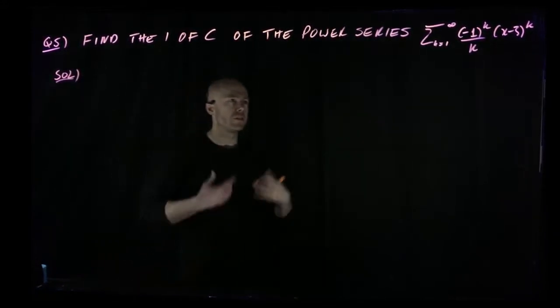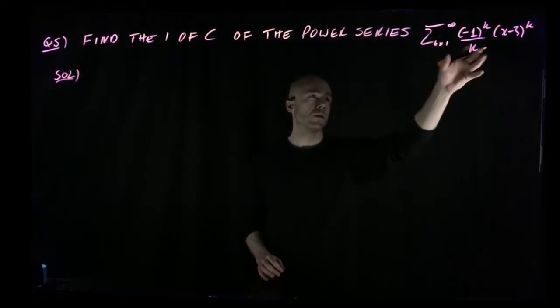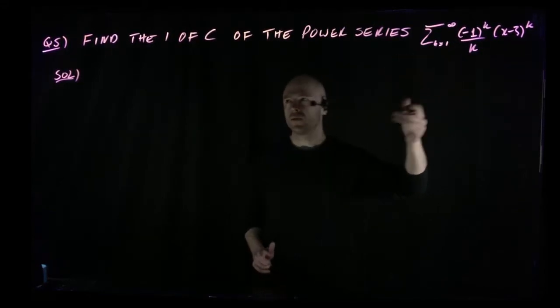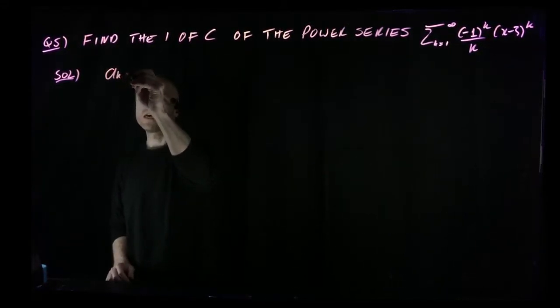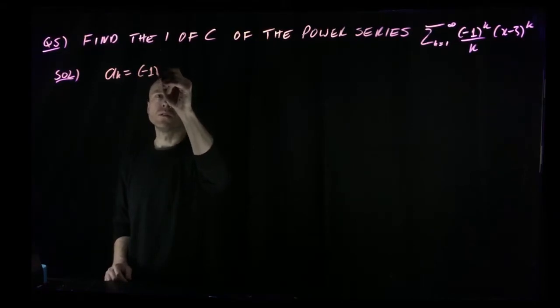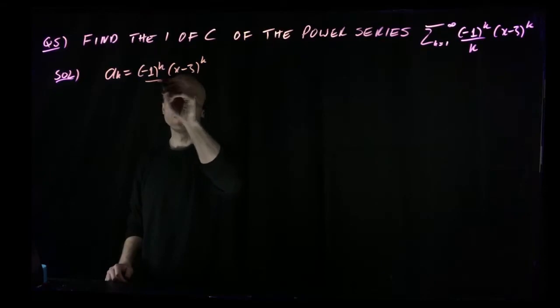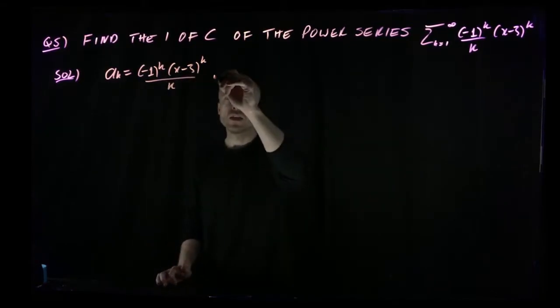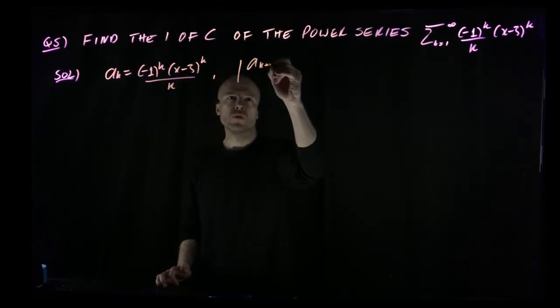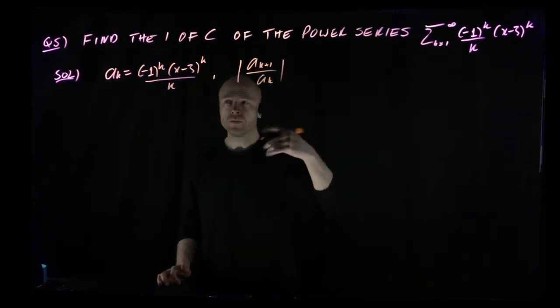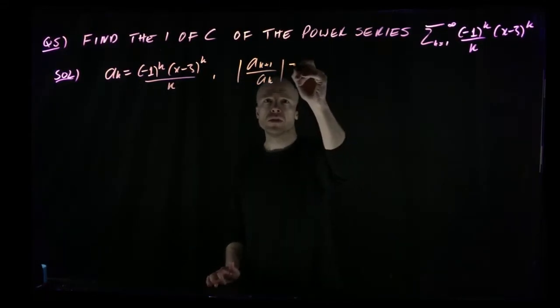Solution. So it's very similar to what we did before, right? This is our power series. We take x to be fixed. I'm going to let a_k be these terms: (-1)^k (x - 3)^k over k. We take the absolute value of a_(k+1) over a_k. Using the ratio test, the minus 1s will just disappear.